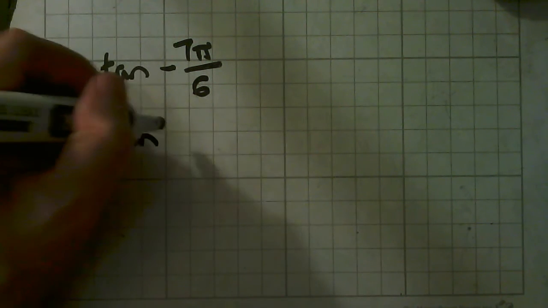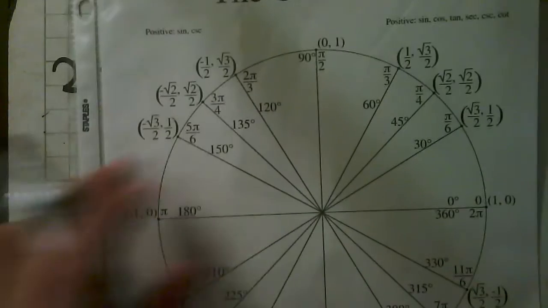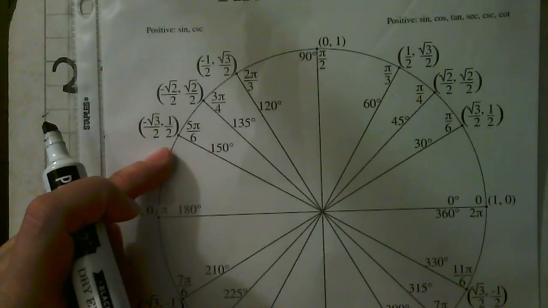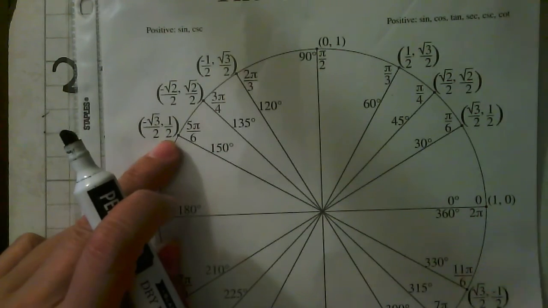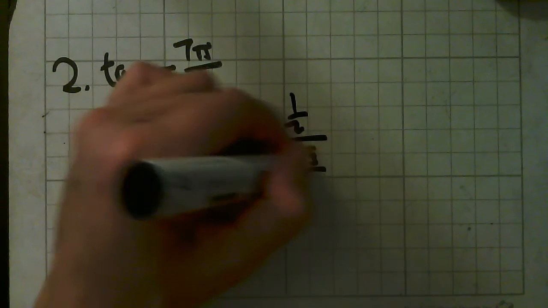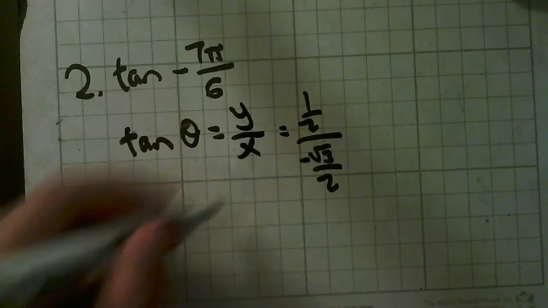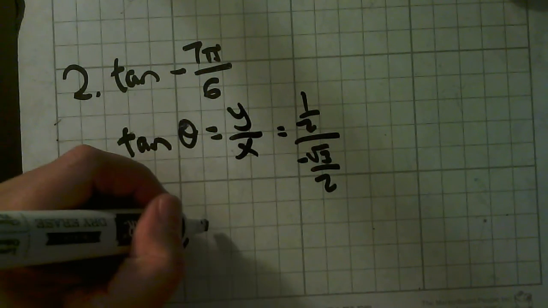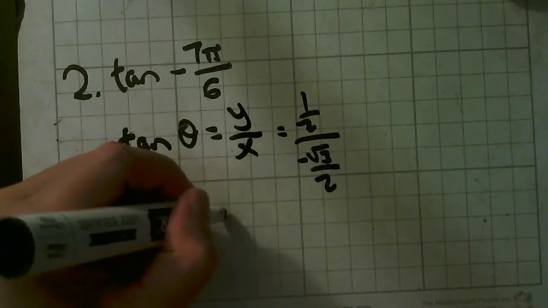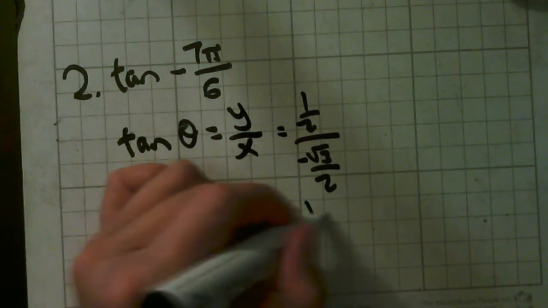So remember we got tangent equals y over x. Okay, and we're going to be using 150 here. So we got 1/2 over negative radical 3 over 2. So we're going to do 1/2 divided by negative radical 3 over 2. Again, we're going to keep, change, and flip.